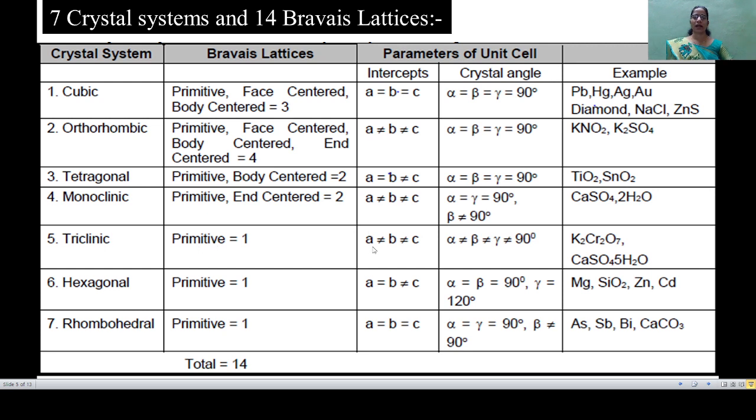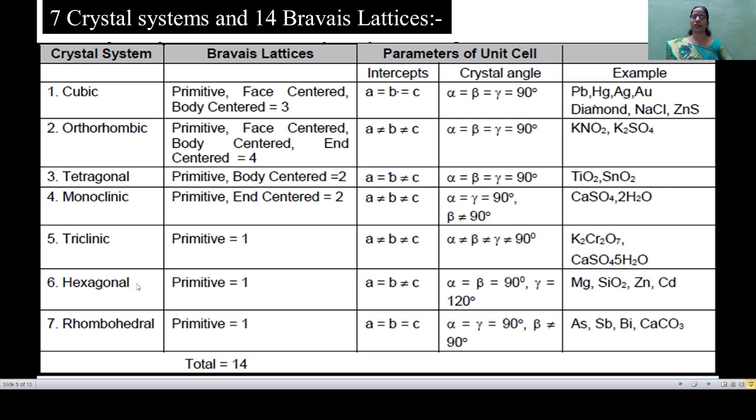Here in triclinic system, all the edges and angles are not of equal magnitude. Therefore, A is not equal to B, not equal to C, while alpha is not equal to beta, not equal to gamma, and all of them are not equal to 90 degrees. Potassium dichromate and calcium sulfate pentahydrate are showing this triclinic system.